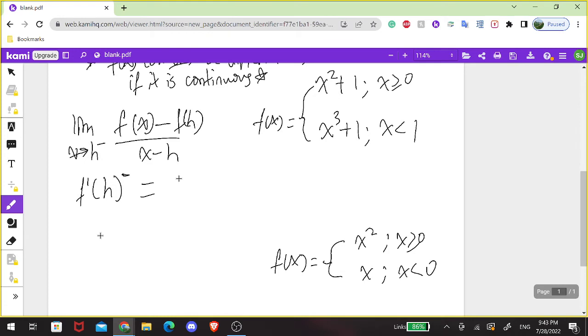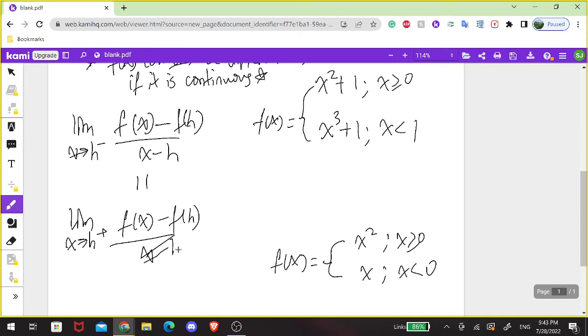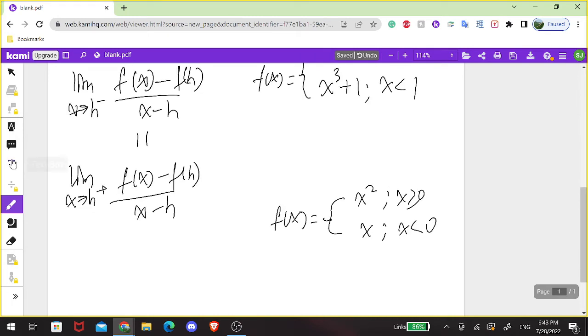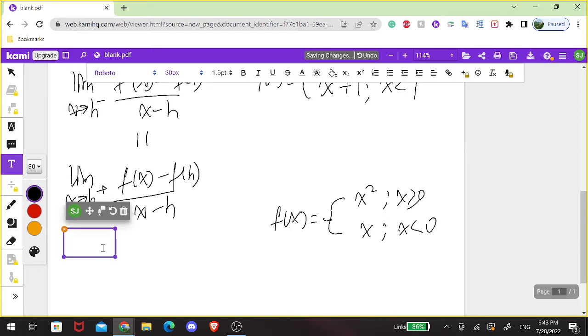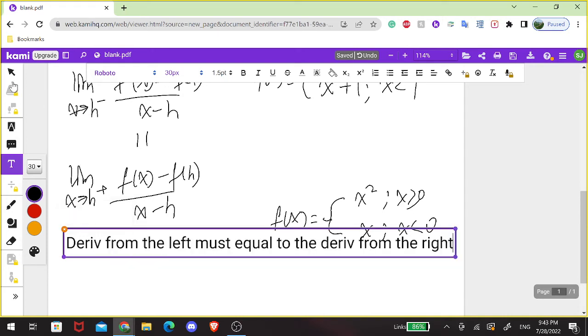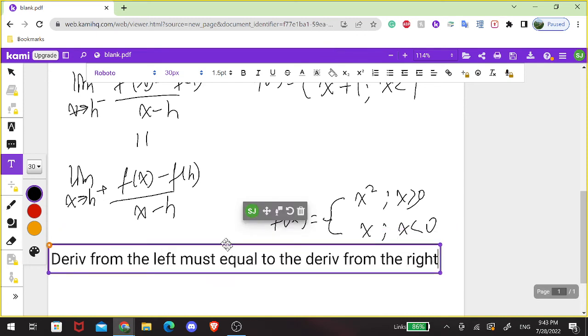This must equal f prime of h, the derivative at point h from the right, which means this limit has to equal the limit as x approaches h from the right of f of x minus f of h over x minus h. Again, both of these are the formal definition of derivative. So this is saying the derivative from the left must equal the derivative from the right. And that is how you prove that a point is differentiable.